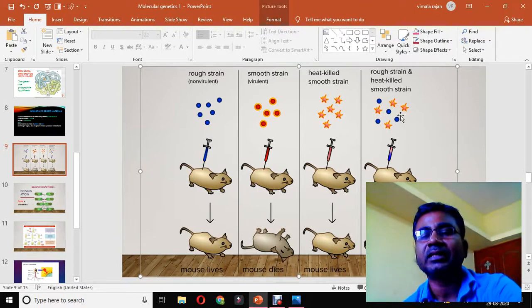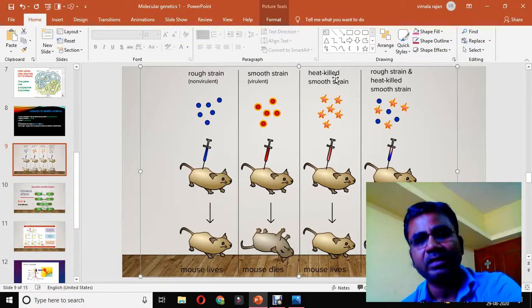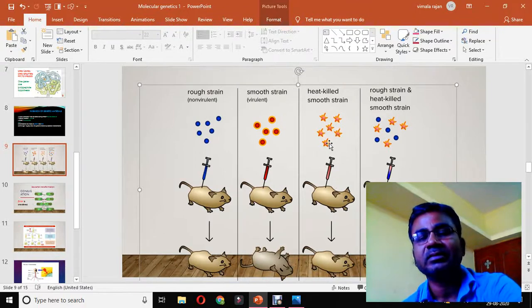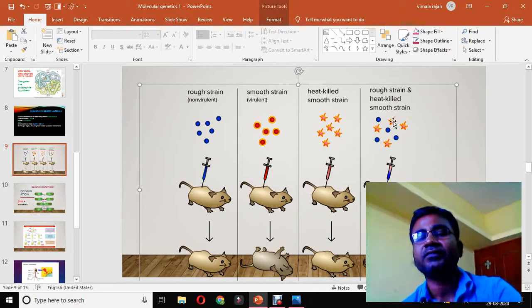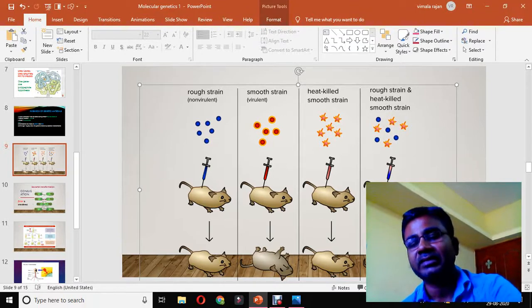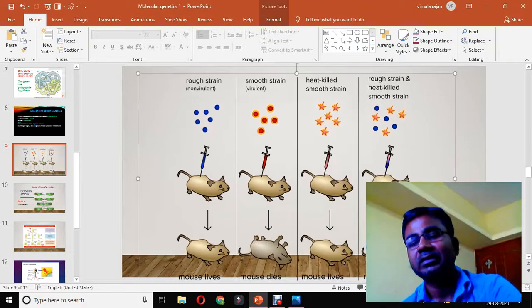And the fourth round, here is the mixture of heat killed smooth strain and rough strain. Rough strain is non-virulent. Heat killed smooth strain is also non-virulent, not capable of causing death. Here the mixture of rough strain and heat killed smooth strain, both are non-virulent, but they cause death. How? Here the transformation takes place.